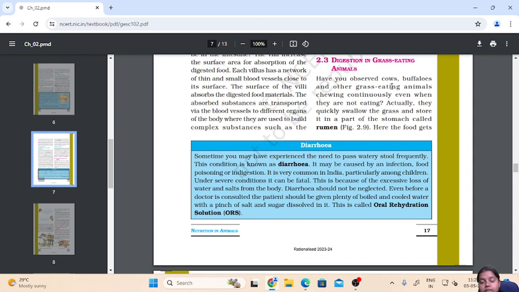Even before consulting the doctor, one should be given plenty of boiled and cooled water, with a pinch of salt and sugar dissolved in it. This water is called oral rehydration solution, which we call ORS. This is very important to know.